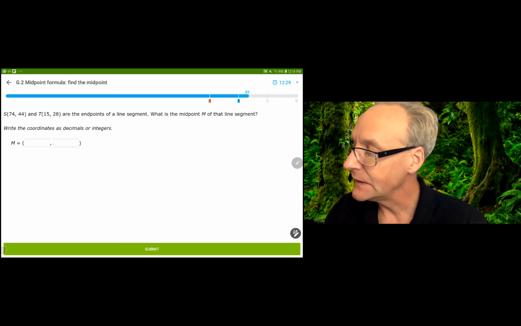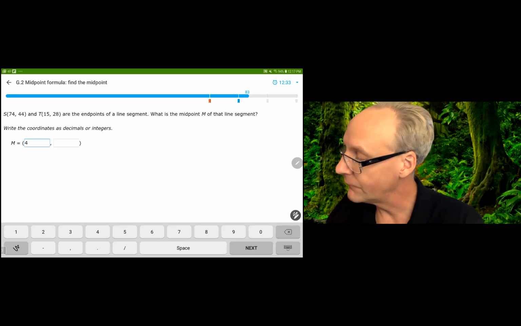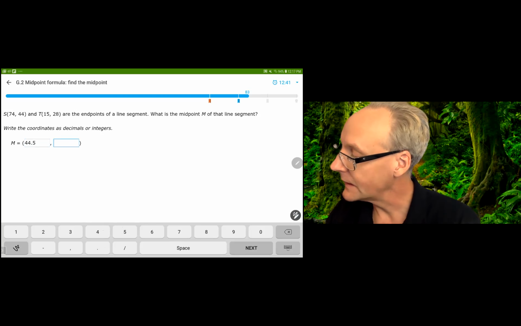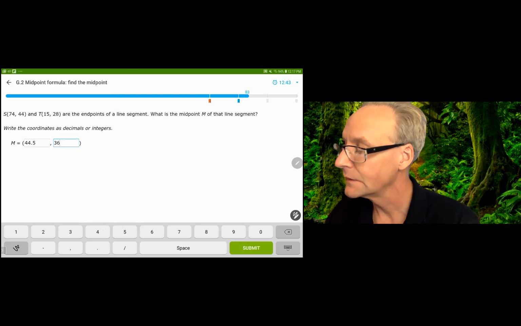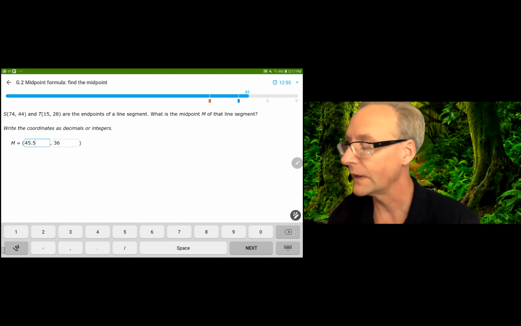74 and 15 is 89, which gives me 44.5. And 44 and 28 is 72, and half of 72 is 36. So it looks like, oh, sorry guys, 15 and 74 makes 91, which is 45.5. I don't know why I thought it was 89. There it is. No, it is 89.